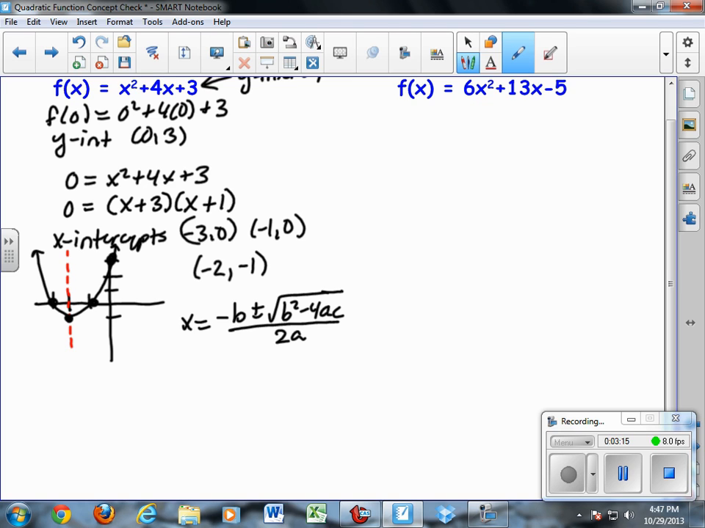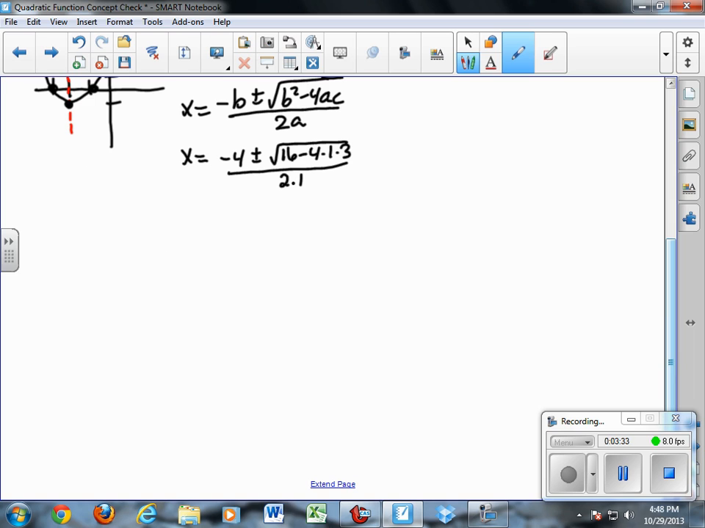Plugging in 1 for a, 4 for b, and 3 for c, I get x is equal to -4 plus or minus the square root of 16 minus 4 times 1 times 3 all over 2 times 1. So -4 plus or minus the square root of, that's 16 minus 12, so square root of 4 all over 2. So x is equal to -4 plus or minus 2 all over 2.